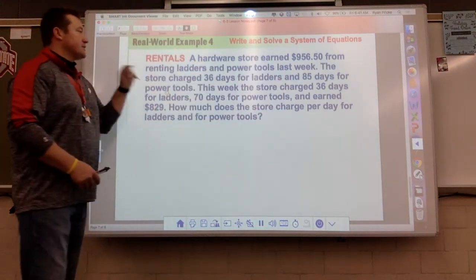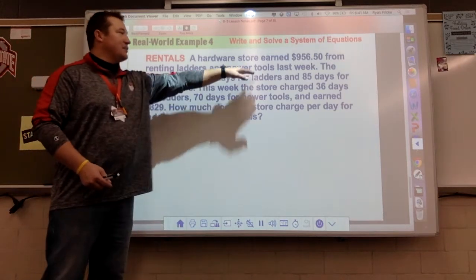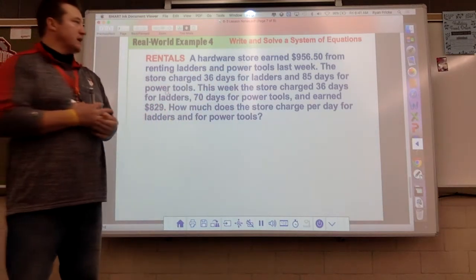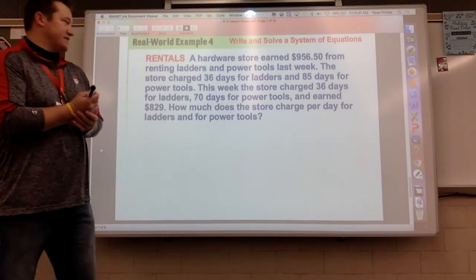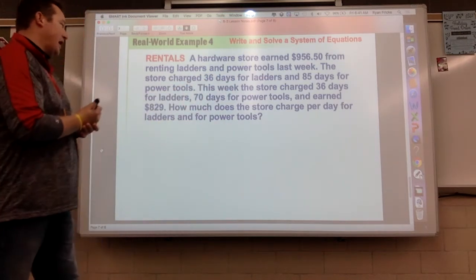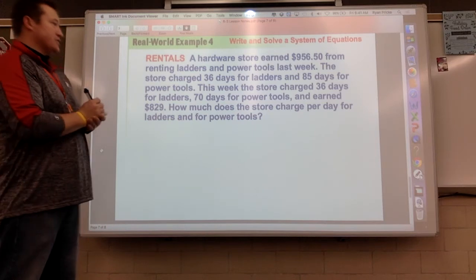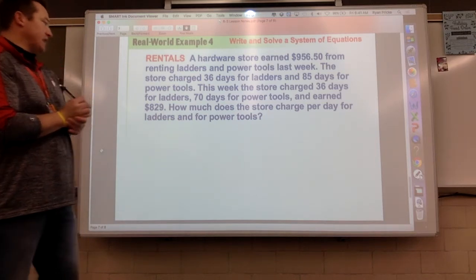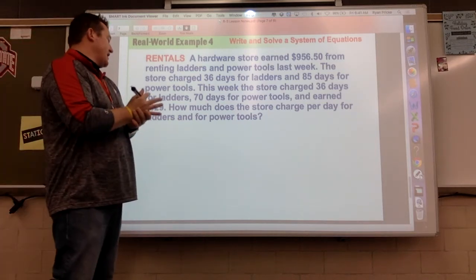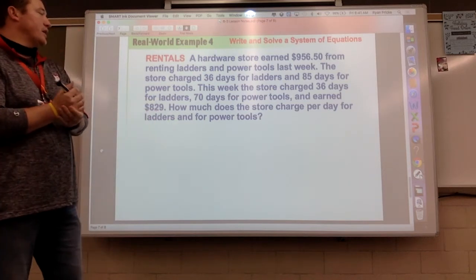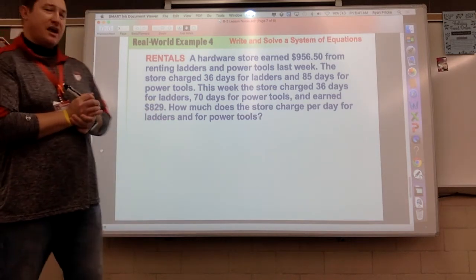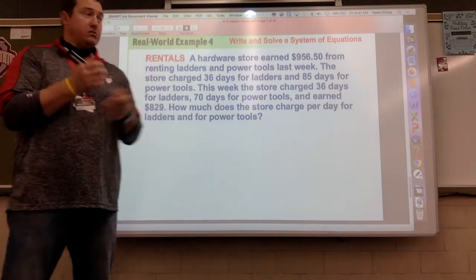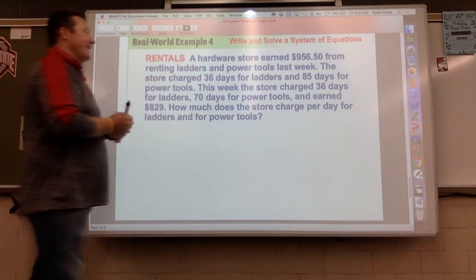Hardware store earned this much money from renting ladders and power tools last week, okay? The store charged 36 dollars per day for ladders and 85 dollars per day for power tools. This week, the store charged 36 dollars per day for ladders and 70 dollars per day for power tools and earned a whopping $829. How much does the store charge per day for ladders and power tools? I don't know. Sure we do.